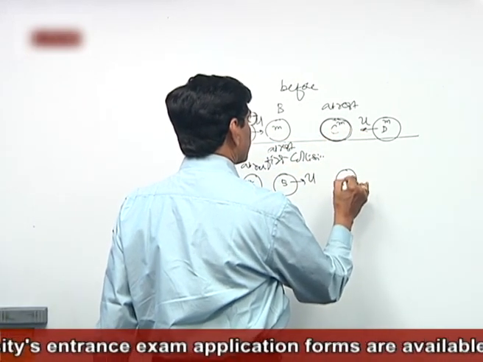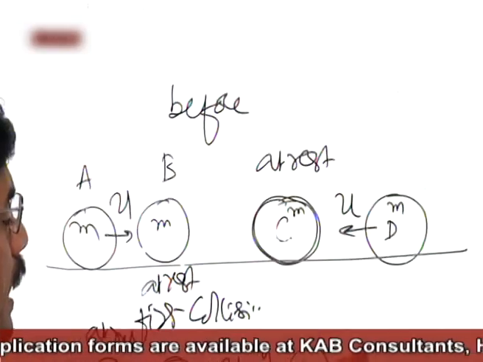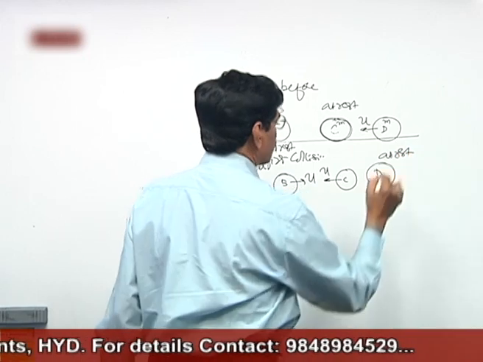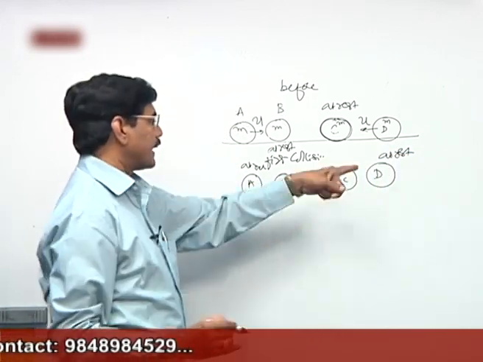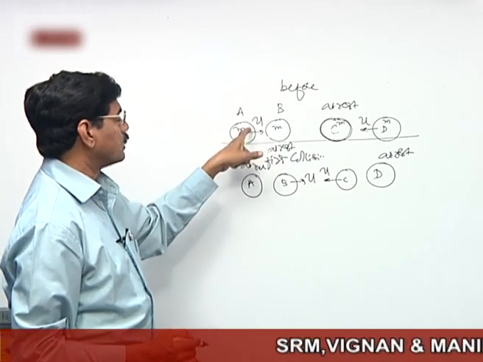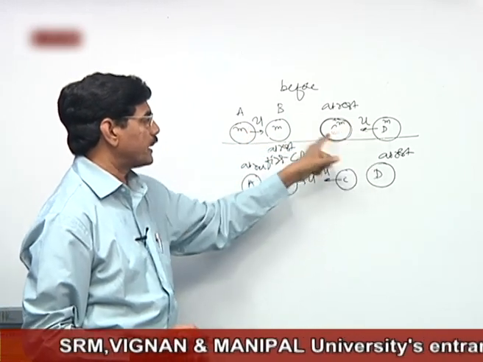C starts moving towards left with velocity u, D comes to rest. D will be at rest, C will be moving towards right. This is the first collision: first collision between A and B, first collision between D and C.